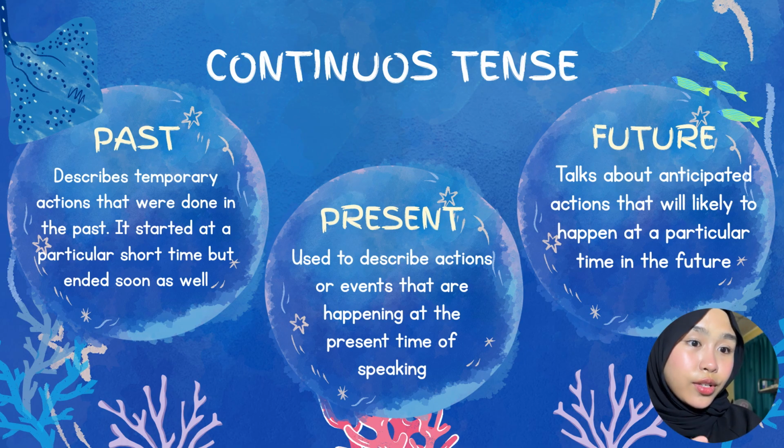So, what is past continuous tense? It describes temporary actions that were done in the past. It started at a particular short time but ended soon as well. So, the present continuous tense is used to describe actions or events that are happening at the present time of speaking. As for the future continuous tense, it talks about anticipated actions that are likely to happen at a particular time in the future.